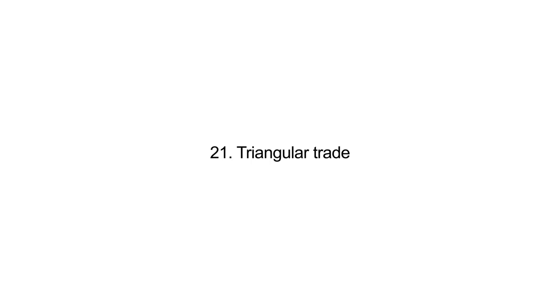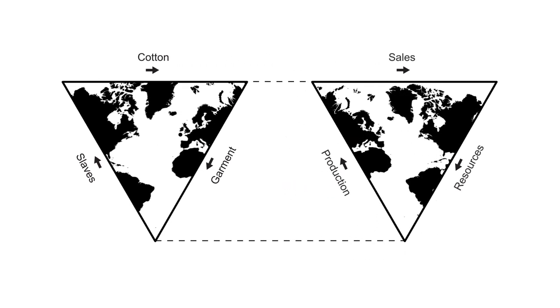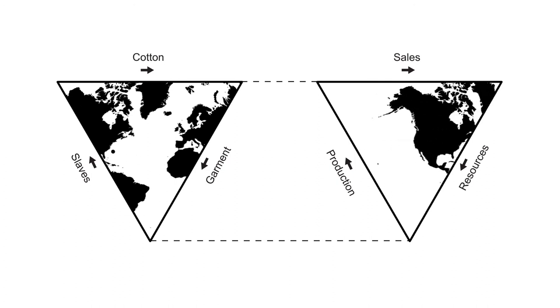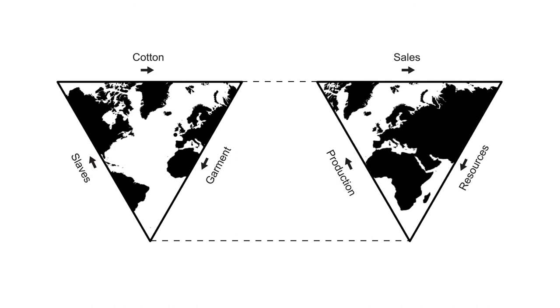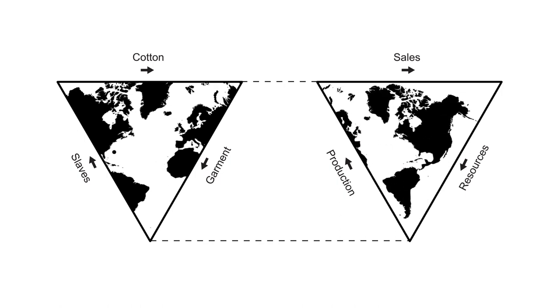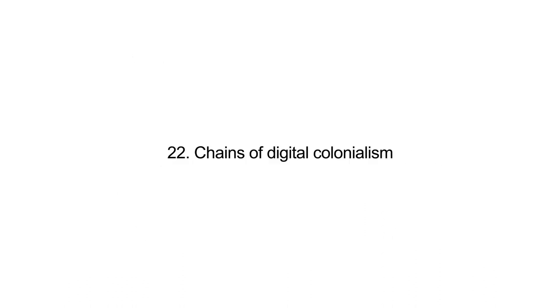21. Triangular trade. Slavery was at the heart of the development of the modern planetary scale global economy. From those days, the same model of constant flow within the vast fractal production chains expanded in time, space and complexity. The transatlantic slave trade evolved into the contemporary planetary scale factory.